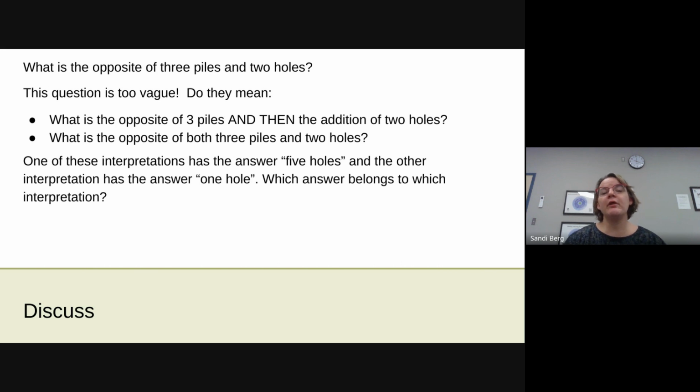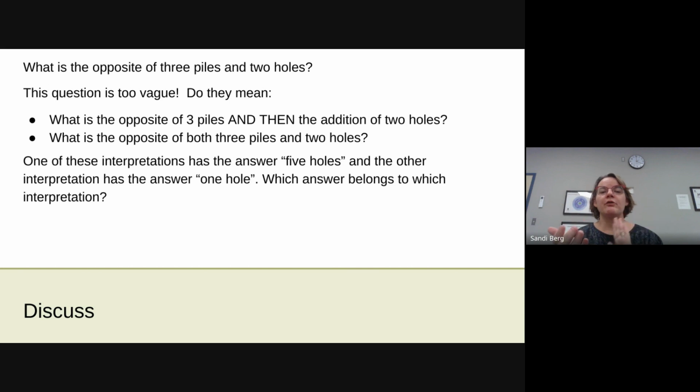So the first bullet, the opposite of 3 piles would be 3 holes, and then the addition of 2 holes would give me a total of 5 holes. Whereas the second one, the opposite of both 3 piles and 2 holes, so I have to take the opposite of all of that. So 3 piles would be 3 holes, and 2 holes would be 2 piles.